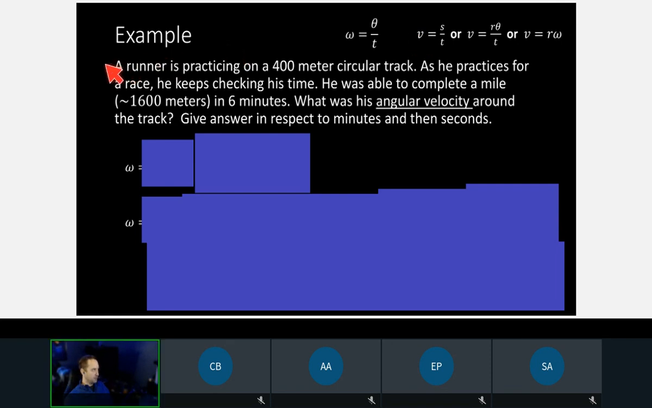I kind of gave this answer away by showing omega, huh? Because you only actually have one choice for that formula. But really, me underlining angular velocity kind of gave it away too. So we obviously use the angular velocity formula.